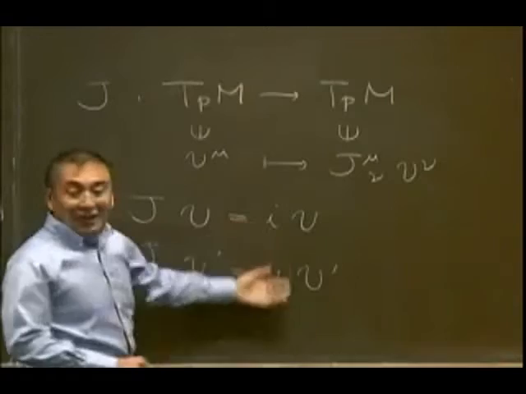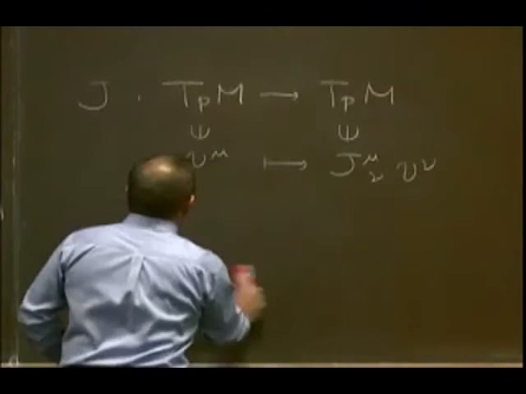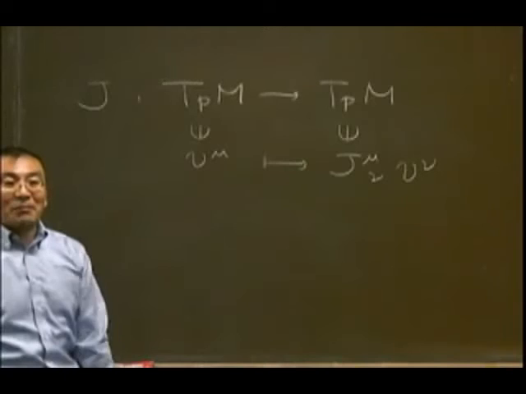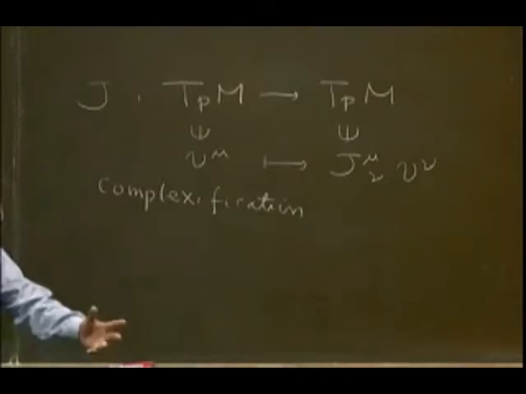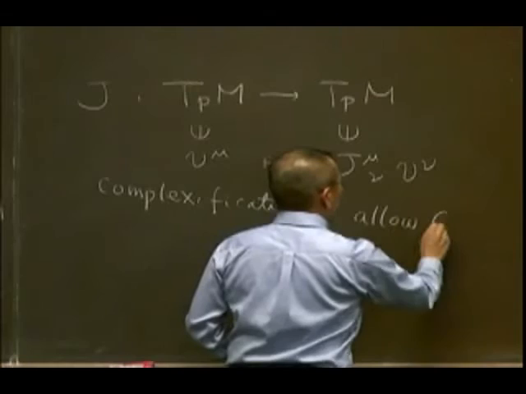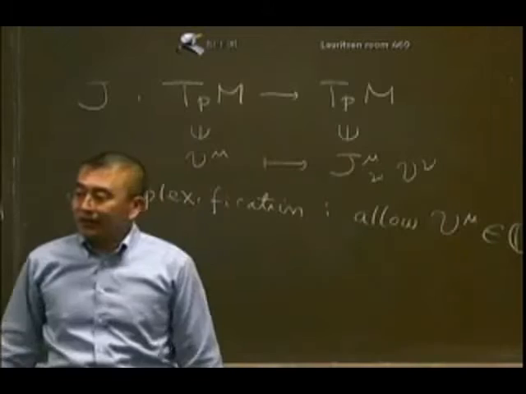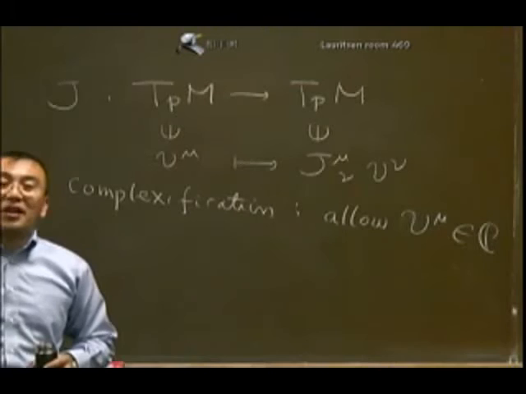So what we should do is generalize this tangent space slightly so that we allow it to carry complex numbers. So we do what is called a complexification. That sounds like a very intimidating word, but all we mean is that we allow this coefficient V^μ to take complex numbers. So if you allow V^μ to take complex numbers, then we can solve the equation JV is equal to iV or JV is equal to minus iV.